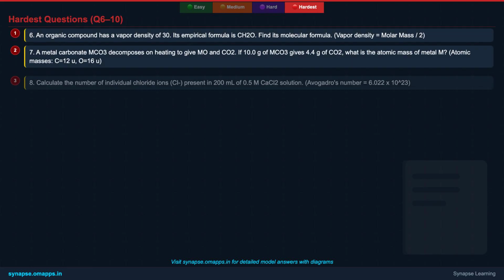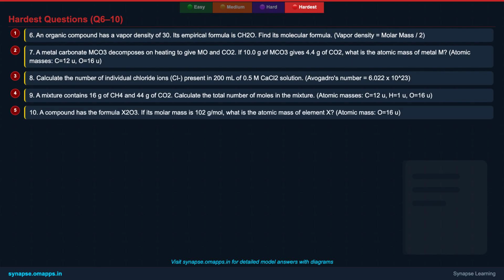Let's continue with the remaining questions, pushing your limits even further. These problems demand a comprehensive grasp of the mole concept, linking it to various aspects of chemistry like colligative properties and industrial yield calculations. Think critically, apply your knowledge of mole conversions, and demonstrate your mastery. These are the kinds of questions that distinguish top performers.